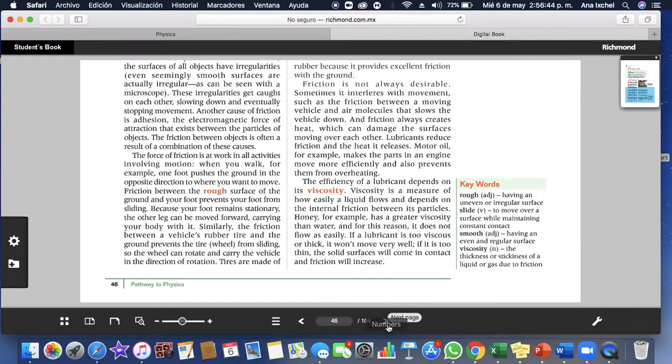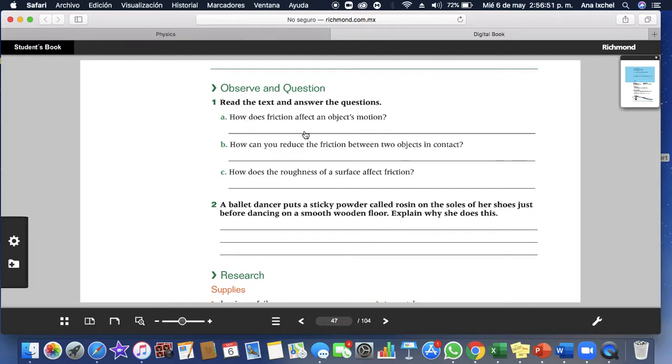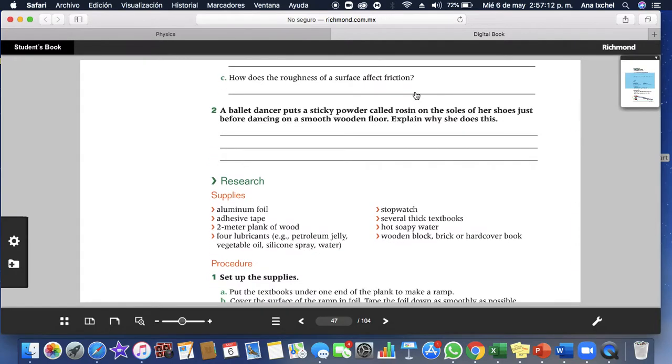We have some questions about friction. Read the text and answer the questions. How does friction affect an object's motion? How can you reduce the friction between two objects in contact? How does the roughness of a surface affect the friction? And a ballet dancer puts a sticky powder called rosin on the soles of her shoes just before dancing on a smooth wooden floor. Explain why she does this.